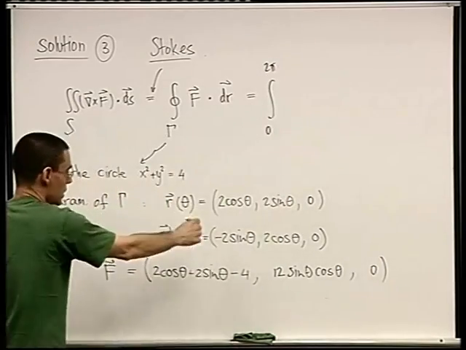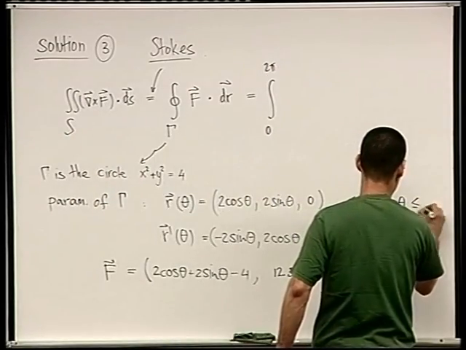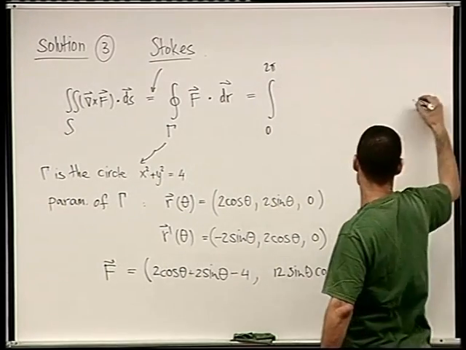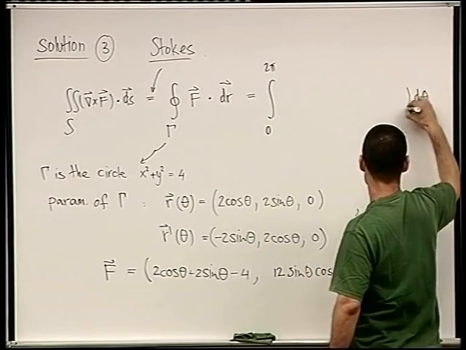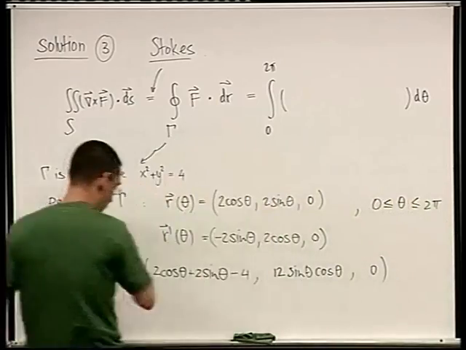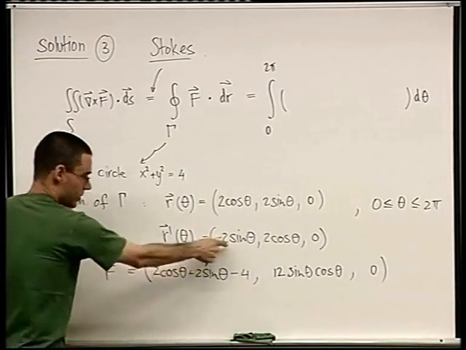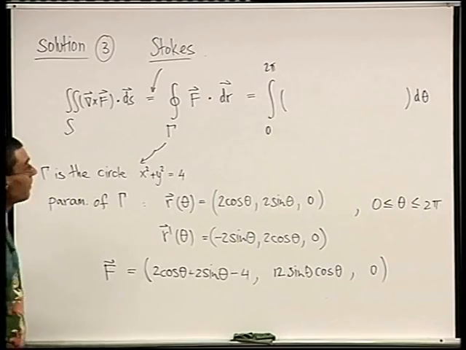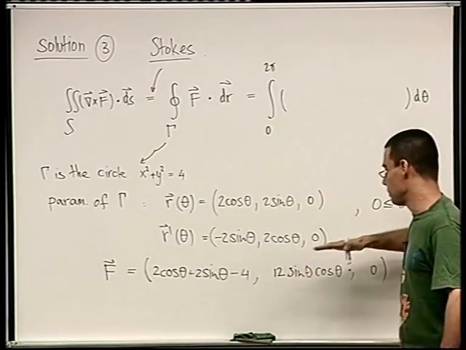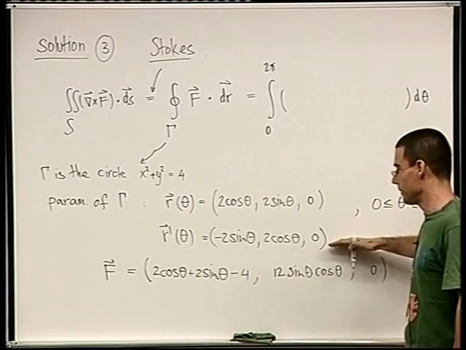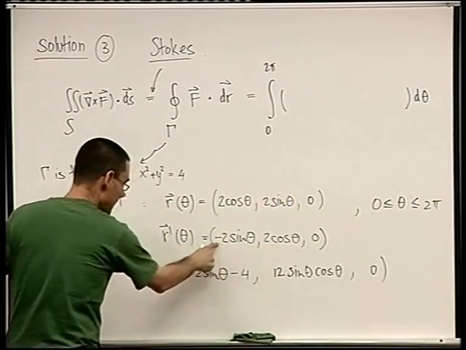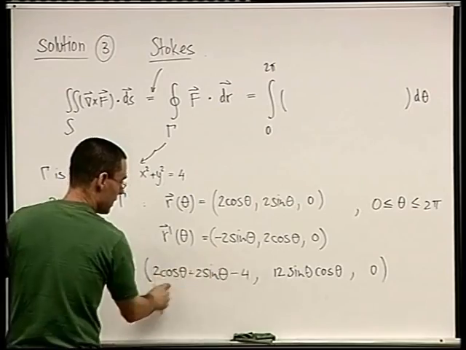In the parametrization, theta ranges between 0 and 2 pi, because it's the entire circle. So I'm integrating from 0 to 2 pi d theta. And here inside, I have to do f dot r prime. This dot this. Do you agree? Okay. So let's save a line of writing and just do it. So this dot this. So what do I get? I get here minus 4 cosine theta sine theta.